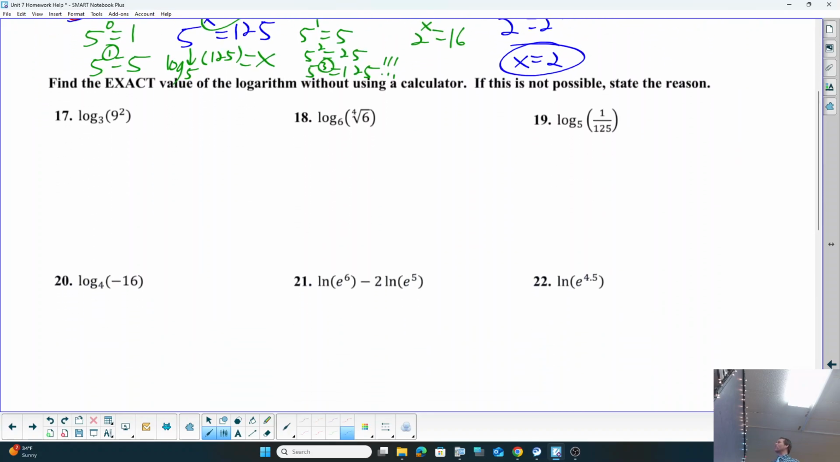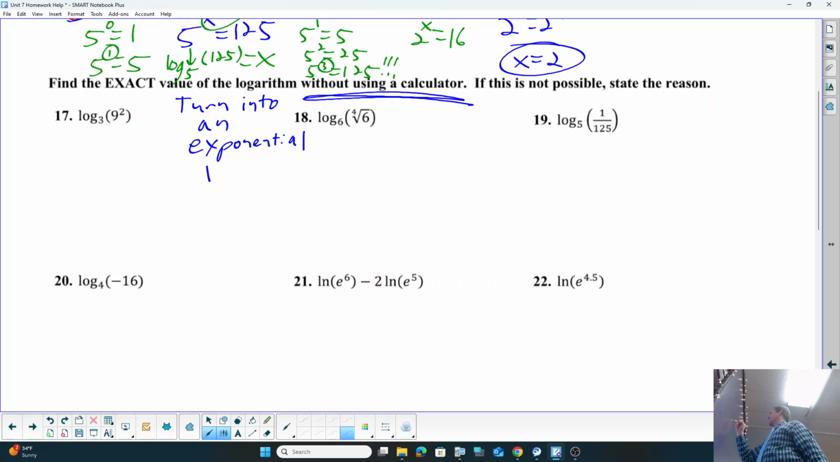Okay, find the exact value of the logarithm without using a calculator. Turn it into an exponential, then guess and check, right? Nice, let's give it a try.